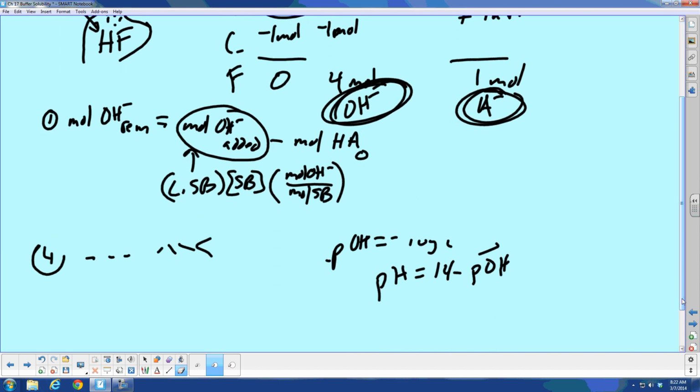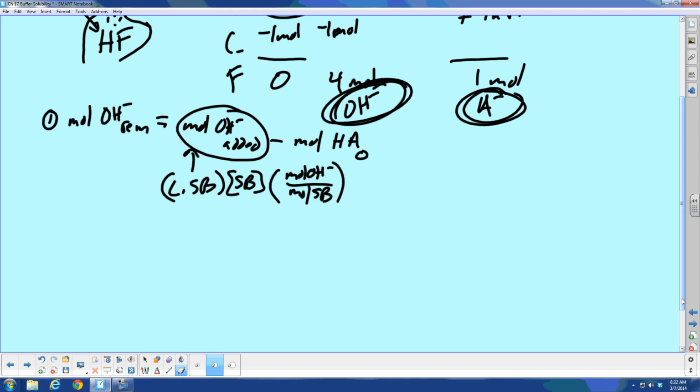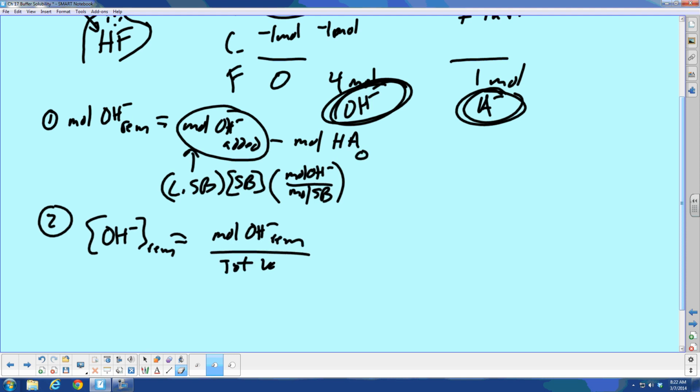Let's run the, oops, not running the numbers yet. All right, so that's how I get my moles of hydroxide. Then I need to get the concentration of my hydroxide remaining, which is equal to the moles of my hydroxide remaining divided by what? Total volume, right? And then from that, number 3, I can calculate my pOH. And then number 4, I can calculate my pH. Got it. All right, let's run the numbers.